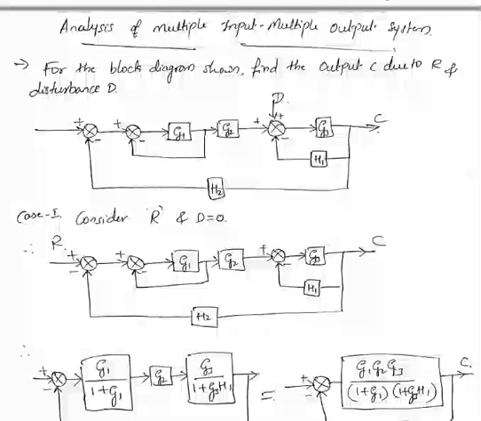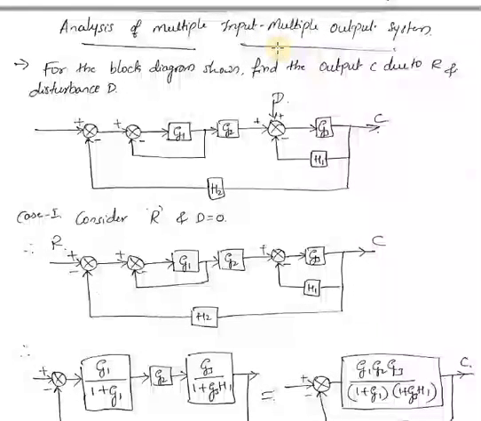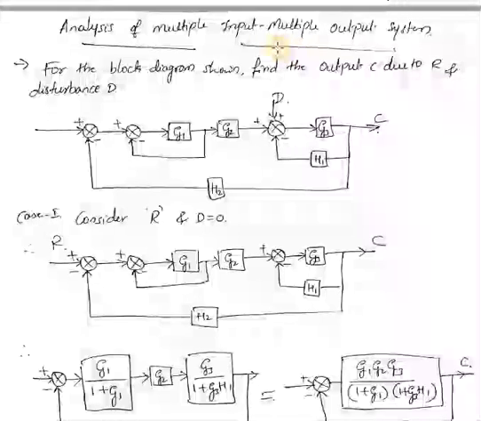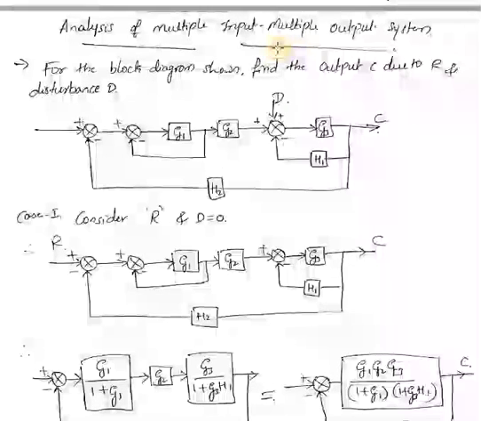For whatever problems we have solved on block diagrams, there has been only one input and one output. But in some systems, it is necessary to have multiple inputs and multiple outputs, or two inputs and a single output, or two outputs and a single input, depending upon the requirement. The block diagram is designed in such a way that you can have multiple input and multiple output signals.